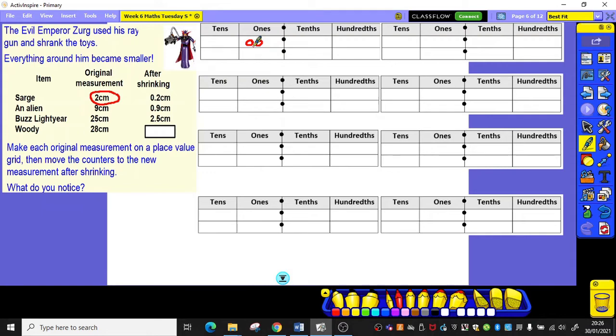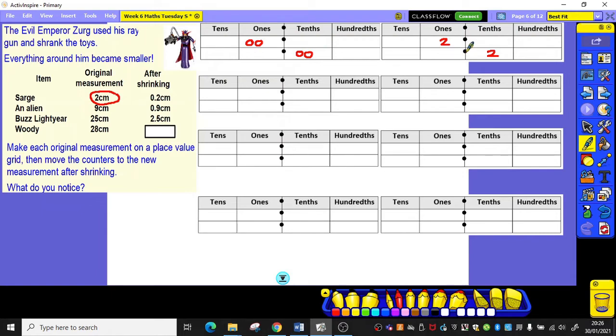Now, if something divides by 10, the numbers move 1 place to the right. So I could now draw my 2 counters in my tenths column. If I write these as digits, I was starting with 2 ones. And as I said before, when you divide by 10, everything moves 1 place value to the right. So my 2 is now going to be in this column.